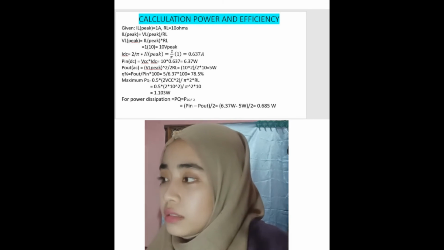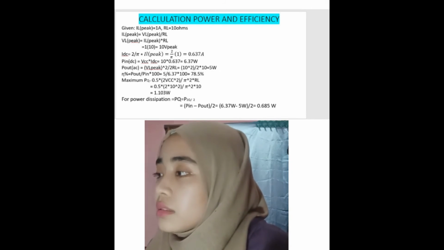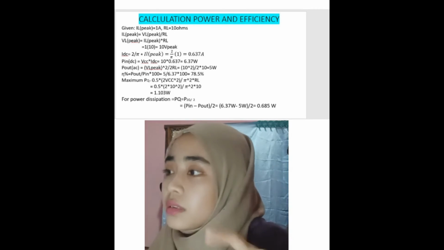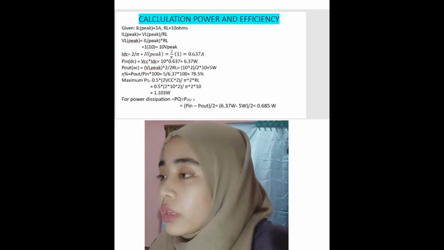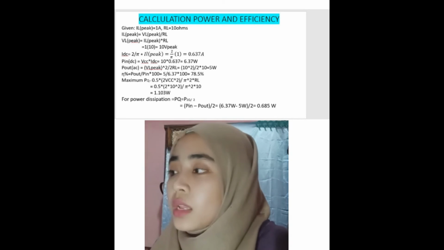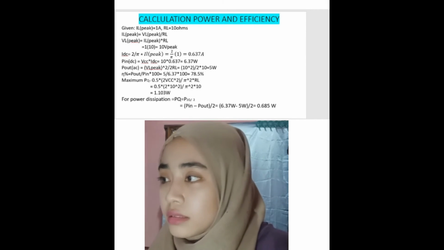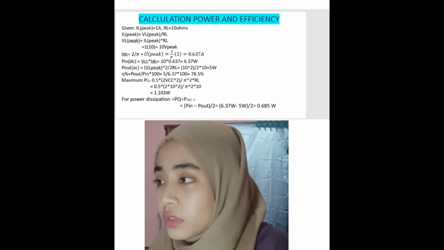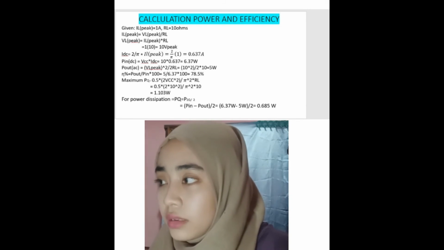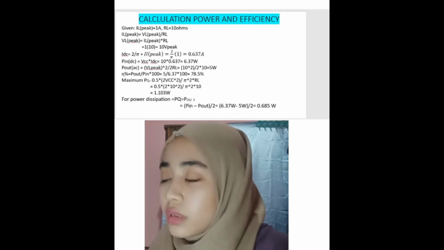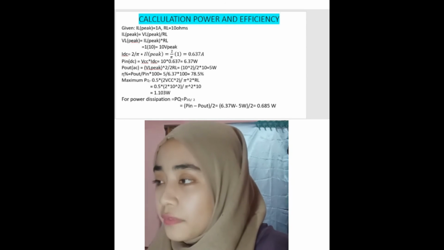And for IDC, the formula is equal to 2 divided by pi multiplied by I load peak, which is 0.637 ampere. And for input power DC, the formula is VCC multiplied by IDC, and the answer is 6.37 watt. And for output power AC, the formula is load voltage peak squared divided by 2RL, which equals 5 watt.